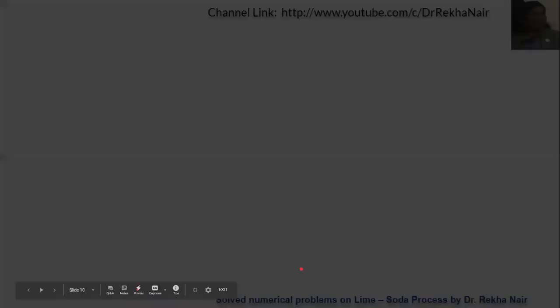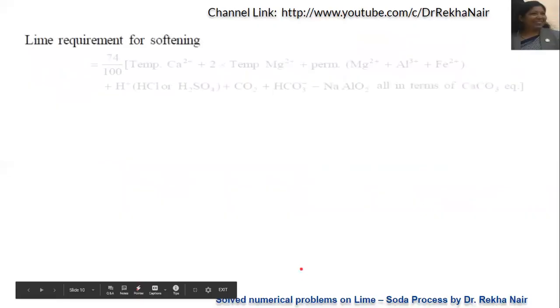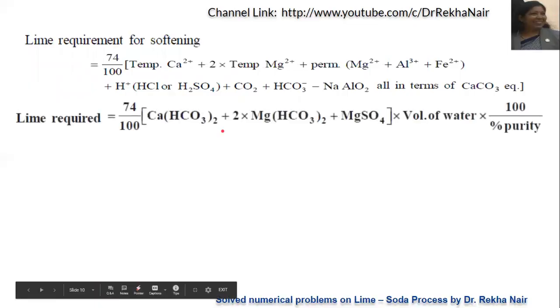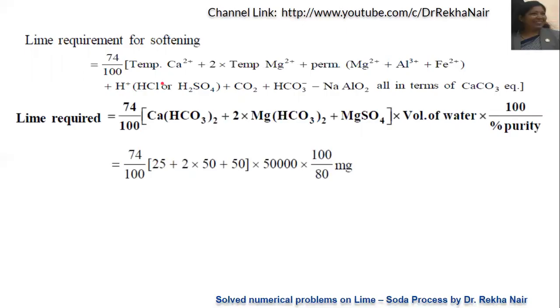So again, we can use the formula of lime requirement, as discussed in the previous slides. What are the things given? Calcium bicarbonate is given as temporary calcium, so I have put this one. Temporary magnesium is given as magnesium bicarbonate, so 2 times magnesium bicarbonate. Permanent magnesium is given as MgSO4, so I have put that. And all other constituents are absent in the water.